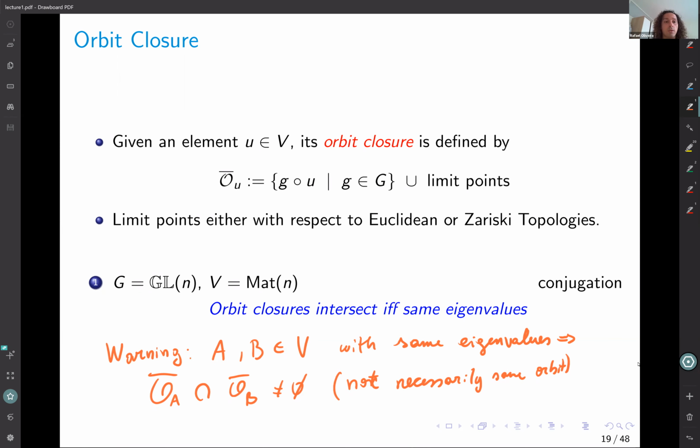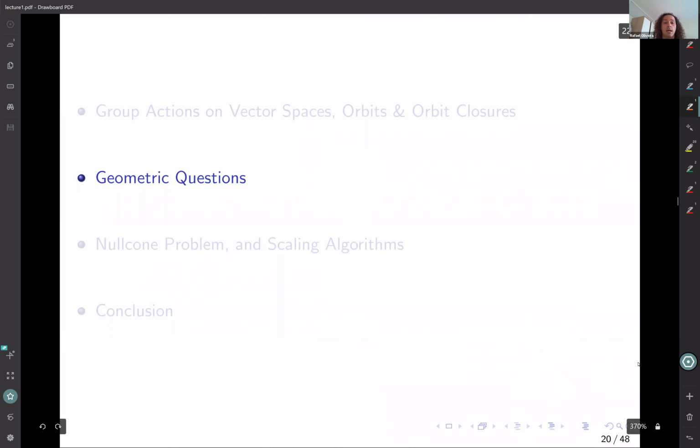Okay, so, all right. And now let's go to the second part. So now we saw a little bit about orbits and orbit closures, and we can see that orbit closures are a little bit nicer geometrically than orbits, right? And now we're going to talk about geometric questions that one could ask about orbits and orbit closures.